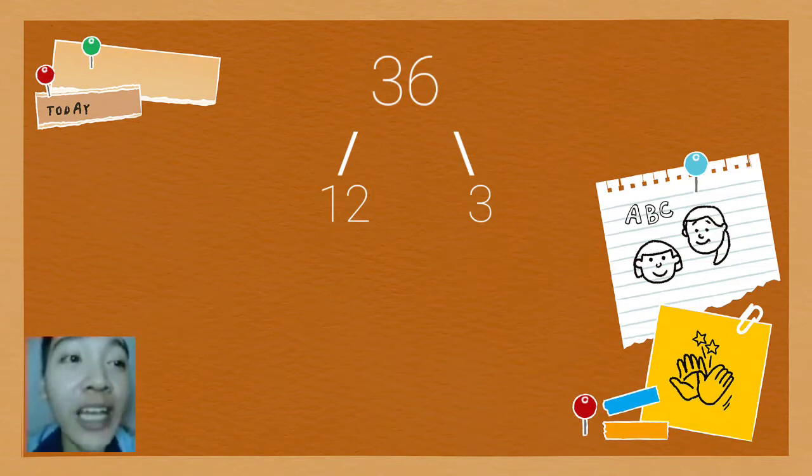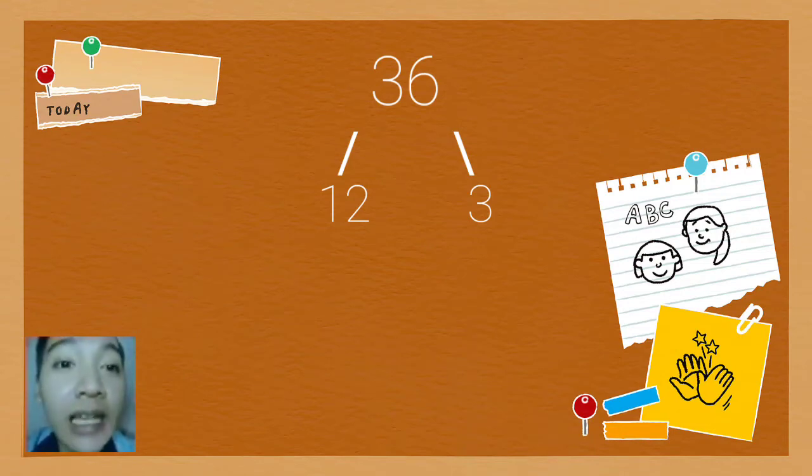And then, we're going to identify if those factors are already prime na. If it's not, we're going to factorize or break that number until it becomes prime number. Number 3. So, ang factor is 3 and 12. 3 is already a prime. So, okay na yan. Pababayan na lang natin siya dyan.